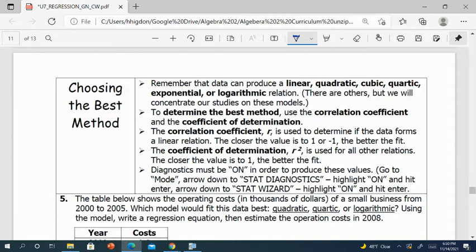Don't forget that diagnostics must be on in order to produce these values. You go to mode, arrow down to stat, diagnostics, highlight on, hit enter, arrow down to the stat wizard, highlight on, and hit enter.